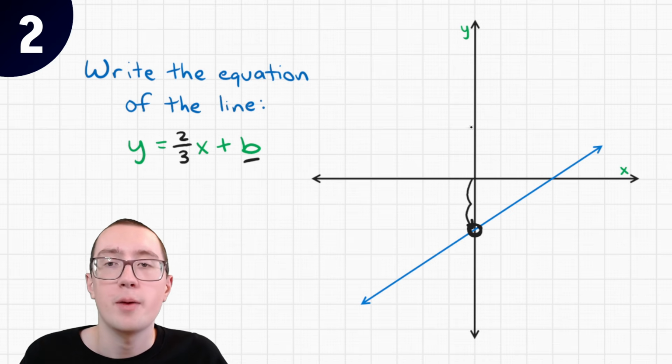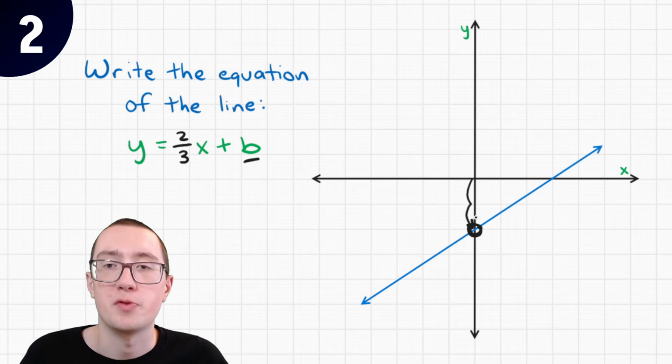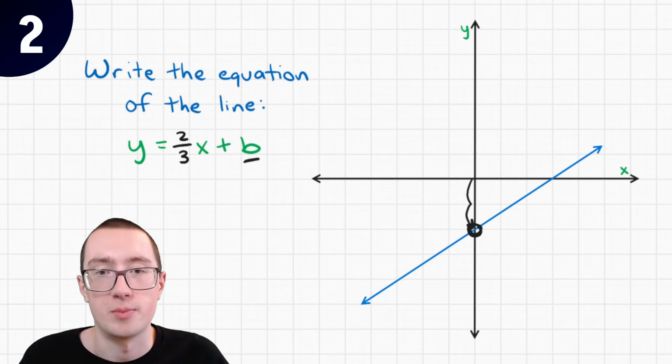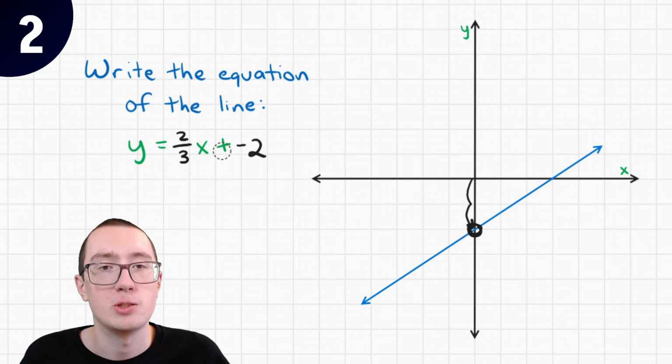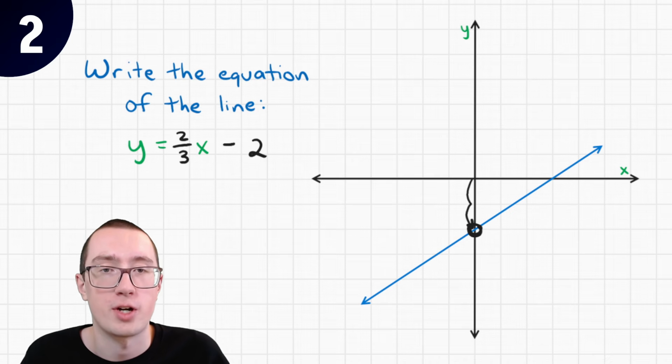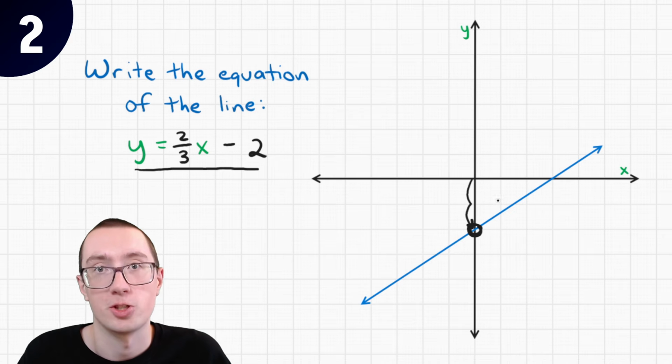So if we had gone up 2 squares, for example, the y-intercept would be 2. But because we've gone down, those are actually negative numbers. So b is going to be equal to -2. Now this plus minus 2 is kind of redundant. We don't need to have both of those. That's just the same thing as subtracting. So we're going to just turn this into subtraction. It's just -2. So there we go. We've written the equation of this line: y is equal to 2/3 x minus 2. That's the equation of the line.